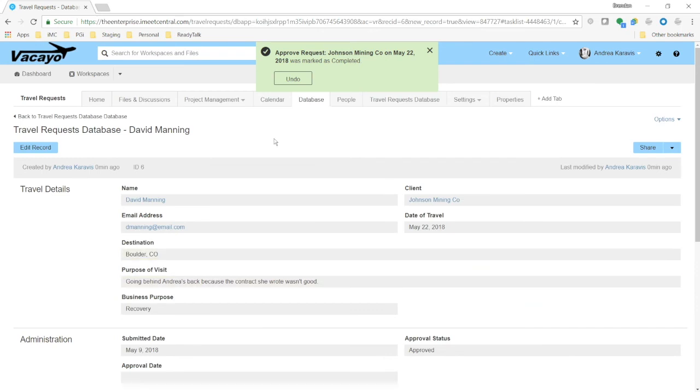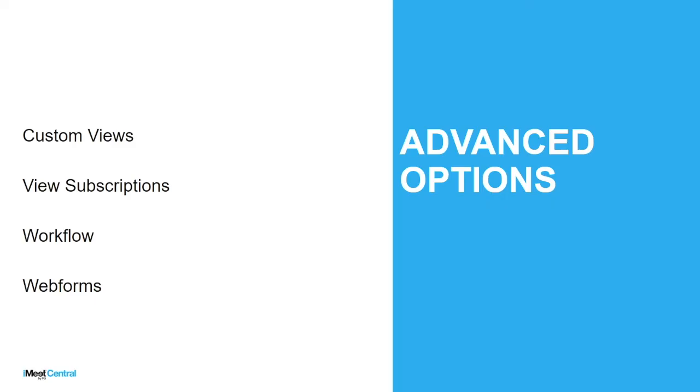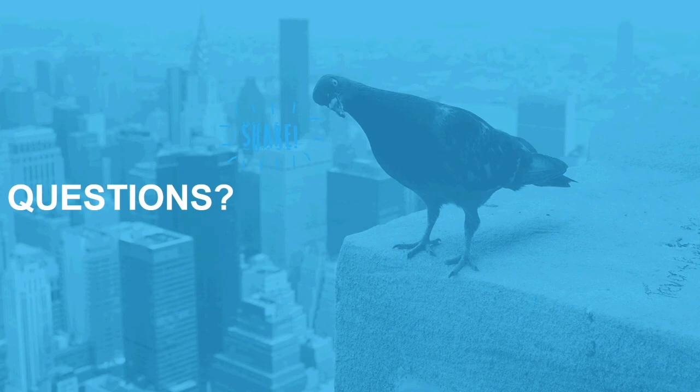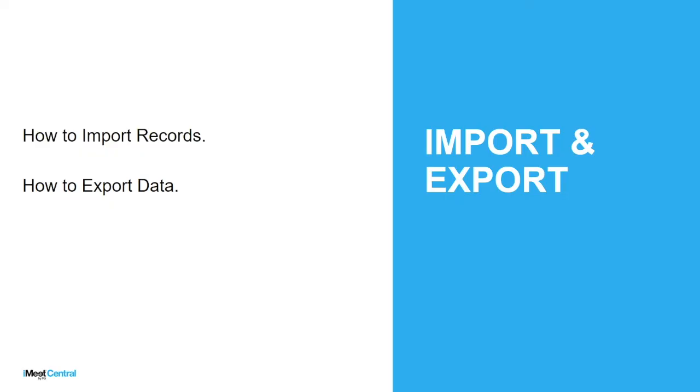So we just dug into some more advanced stuff, creating custom filtered views. We talked about subscriptions. We talked about some workflow, some examples of workflow. I'm looking at the question area. I'm not seeing any questions. So I'm going to go ahead and bring us home with our last couple of things, how to import records and how to export data.